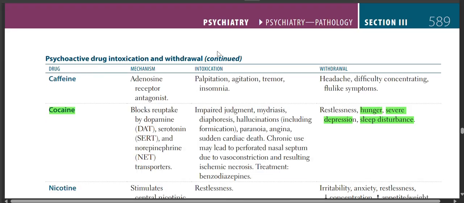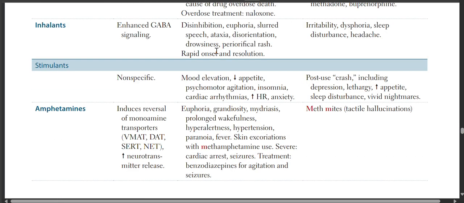So that was a rough idea. If you can use this, that whatever the intoxication is, the opposite would happen for withdrawal, that will help you with a lot of these questions.